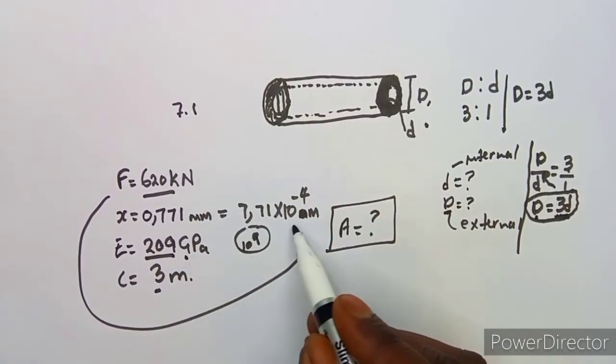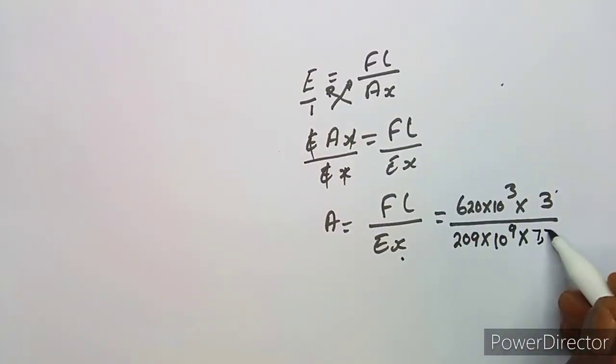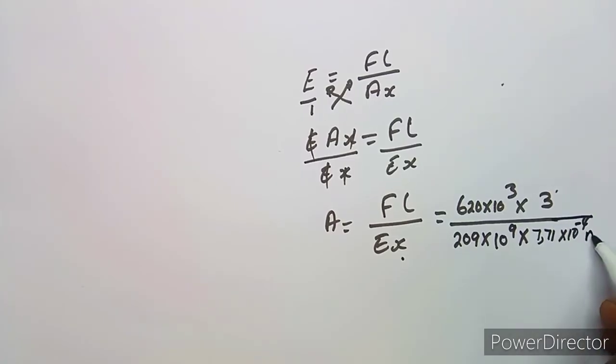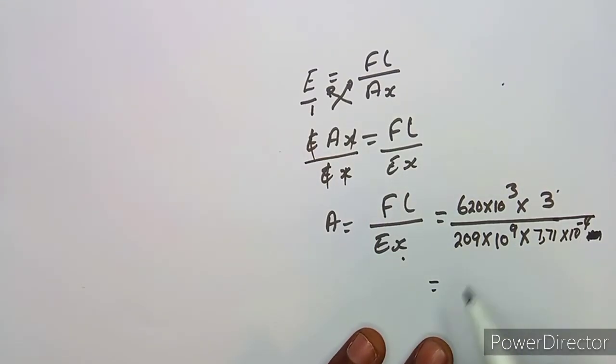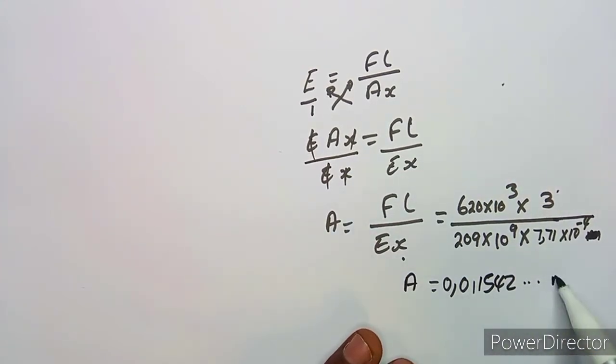Remember, your extension now in meters is 7.71 times 10 to the exponent of -4 in meters. So okay, it's in meters, just leave it like that. We know that it's in meters now. Okay, so that is an expression for your area. So using this, definitely you're going to obtain your area, which is going to be something like 0.0115428, something like so. You just have to write as many digits.